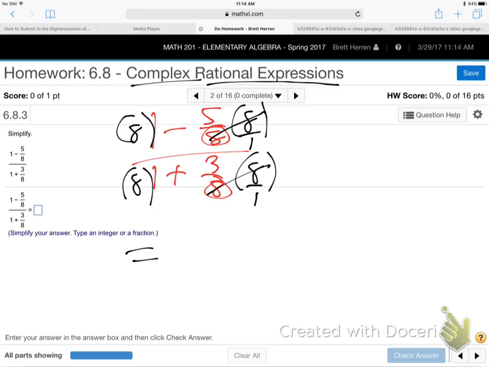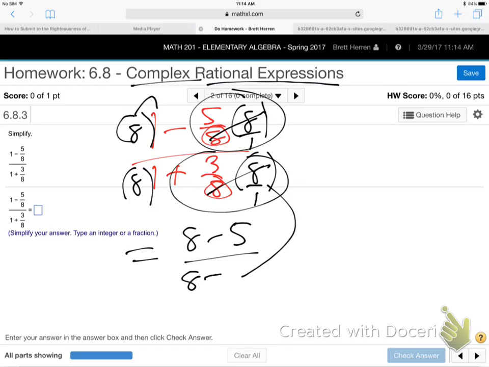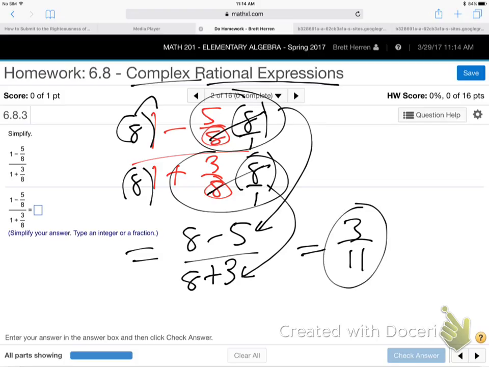So what does that leave us then? 8 times 1 is 8, minus 5, because all that's left here is a 5, because the 8's canceled. And then 8 times 1 is 8, and all that's left here, that's plus 3. And then that's just 3 over 11, and we're done. Does that make sense what happened there?